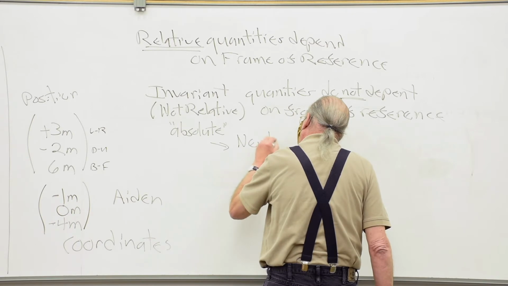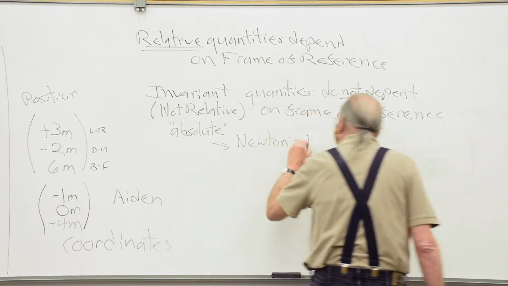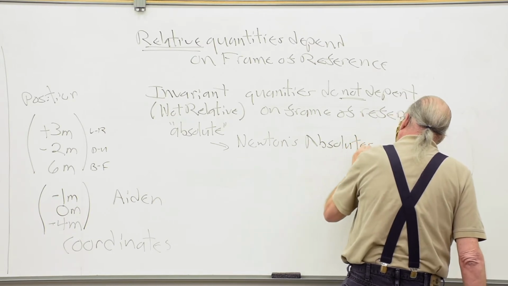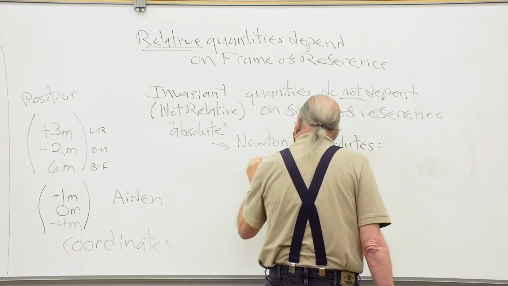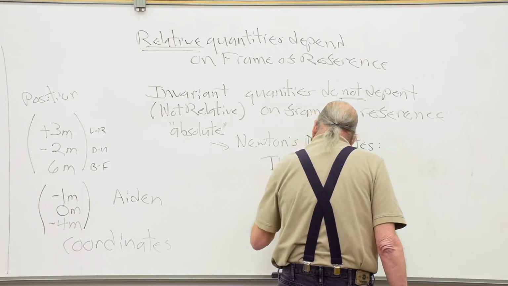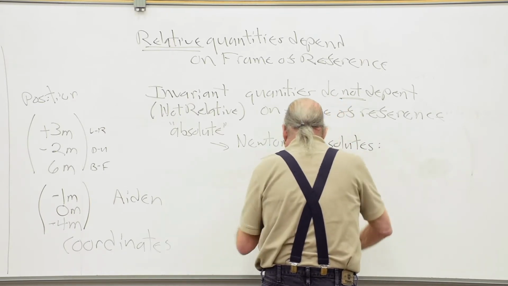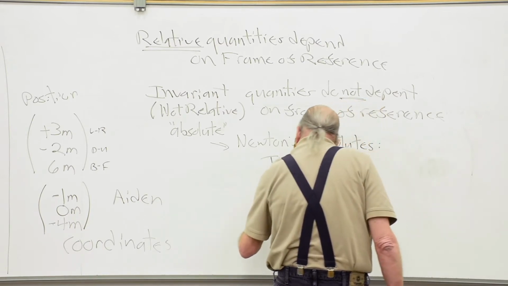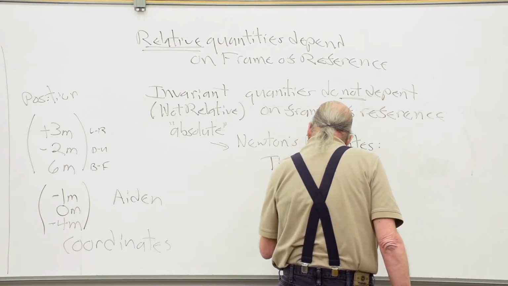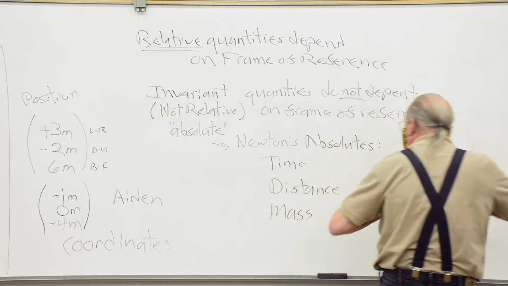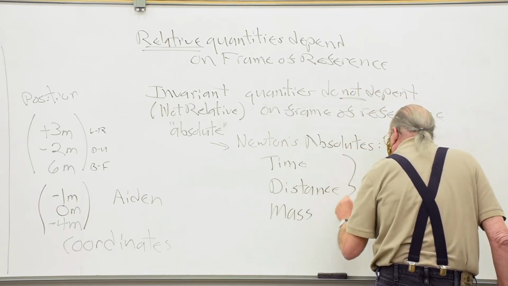Most importantly, the examples of invariant quantities, recall Newton's absolutes were time, distance, not position, distance is different, and inertia or mass. Newton held that these three are invariant.